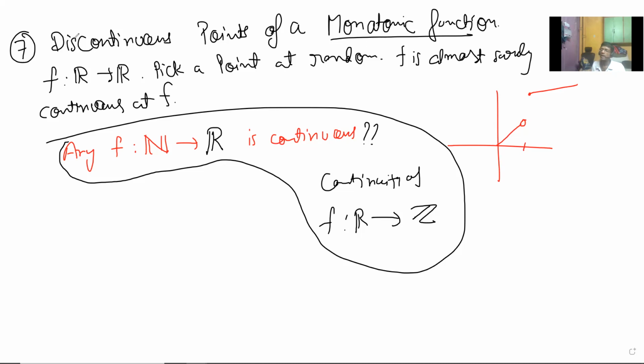If you take a constant function, then that is certainly continuous, right? Any constant function from R to Z is continuous. But okay, I don't want to say anything more. Just think, then you get the answer.